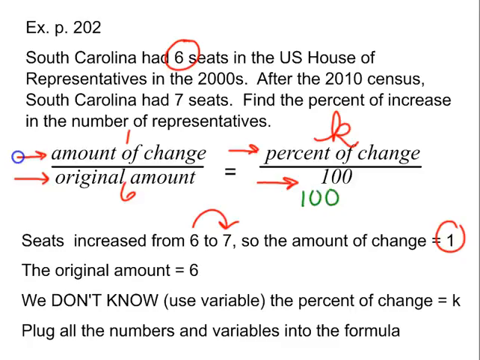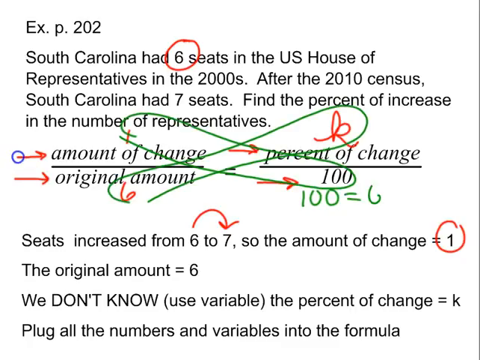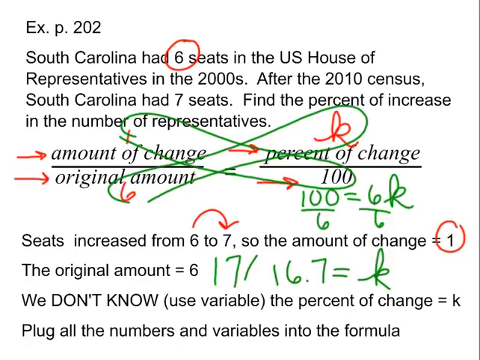One times 100 is 100. Remember, we're cross multiplying. Equals 6K. Then when we divide each side by 6, because K wants to be by itself, K will equal approximately 16.7. And if we want to round that up, we can make it 17. And remember, they're looking for percent, 17%.